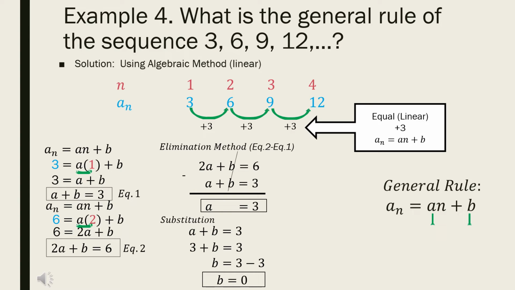Then you just use the general rule for the algebraic method, which is linear. We have a sub n is equal to 3n plus 0. Since the value of b here is 0, we can just disregard that one. So our final answer would be a sub n is equal to 3n.